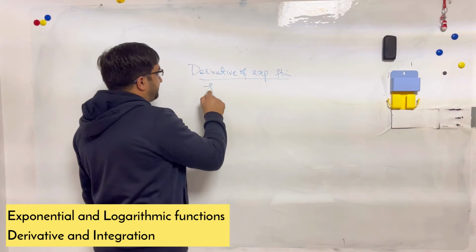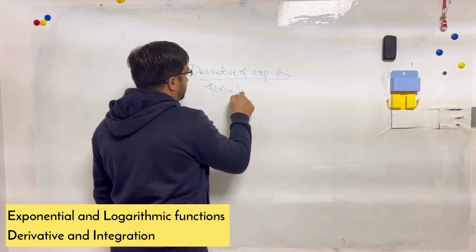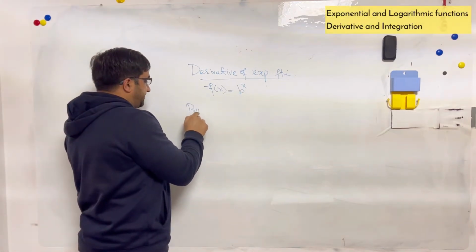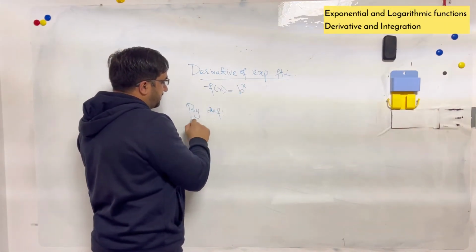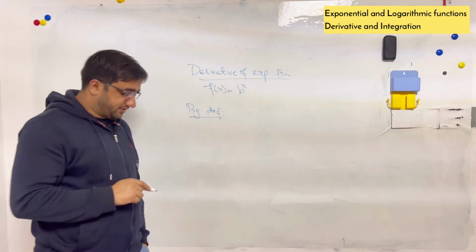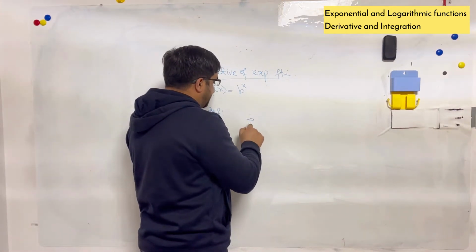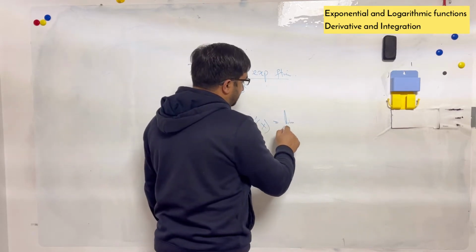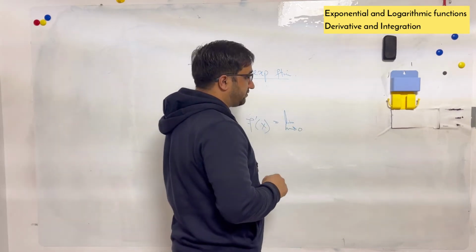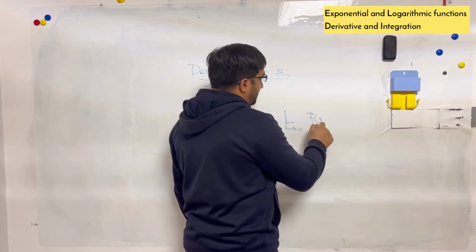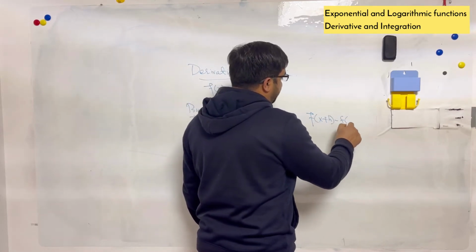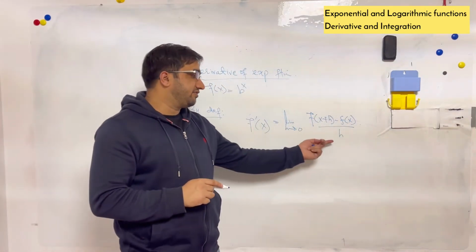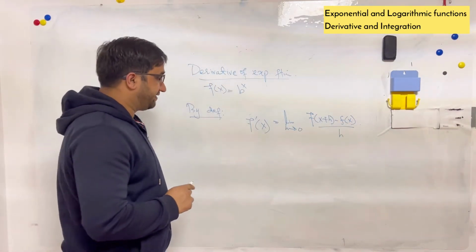Suppose we have a function f of x that is an exponential function, b raised to the power x. Then by the definition of the derivative, we know that the derivative of a function f of x is equal to the limit as h approaches 0 of f of x plus h minus f of x, divided by h.